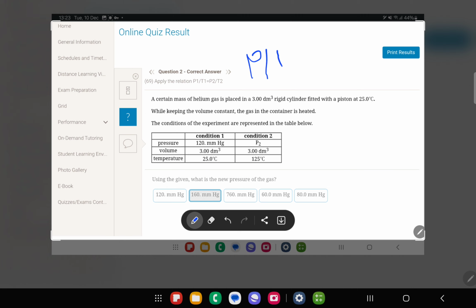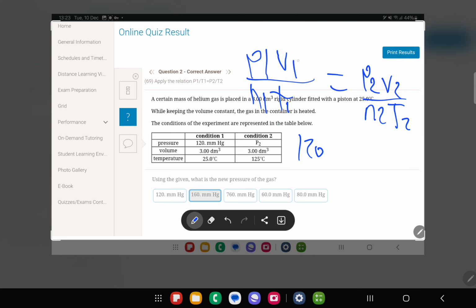Again, P1 V1 over N1 T1 equals P2 V2 over N2 T2. Now we'll put P1 as 120. We don't look at the volume since it's constant, so we cross it out, and moles is not given, so we cross it out too. So we're left with P1 over T1 equals P2 over T2. So 120 over T1 equals P2, the one we're trying to find, over T2.